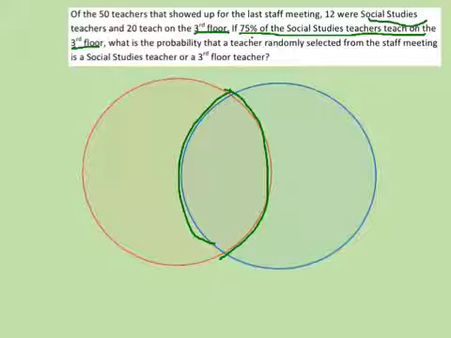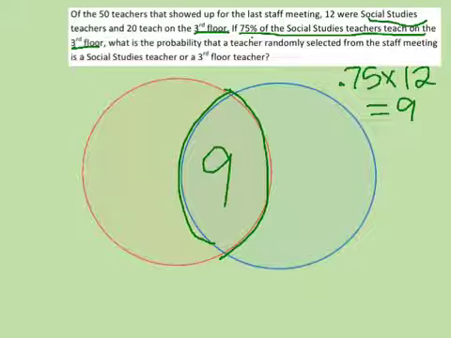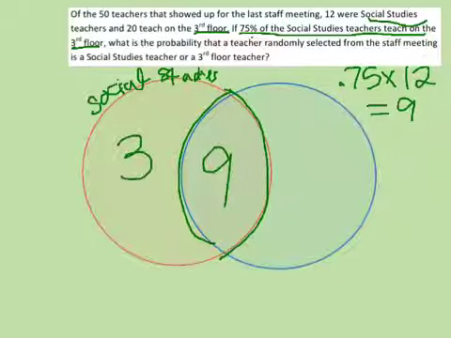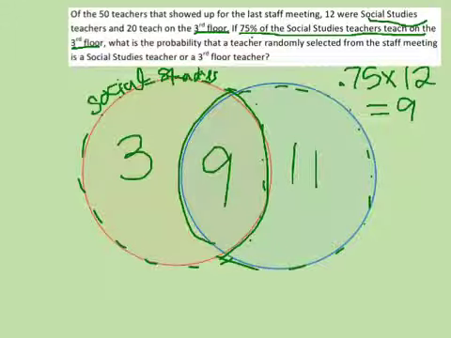So it says 75% of the social studies teachers. So that's 0.75 times the number of social studies teachers, which is 12. And so what you get is that there are 9 social studies teachers who teach on the third floor, so we put a 9 right here. It says 12 were social studies teachers, so if we decide this side is social studies, then we know that this would need to be a 3, so that together, all the social studies teachers together are 12. And also we know that there's 20 on the third floor, so we need to say all of this should add up to 20, which makes this 11.